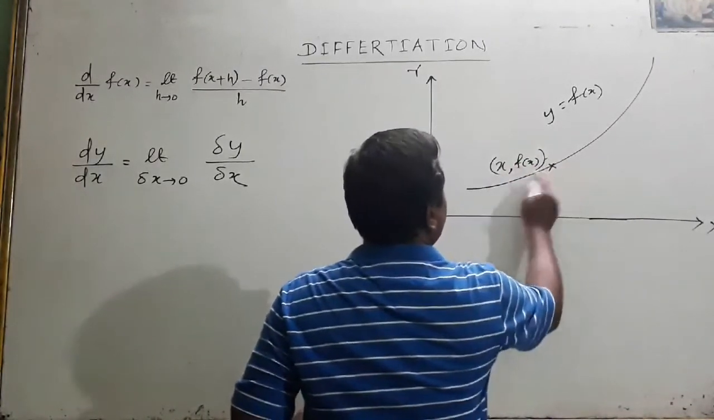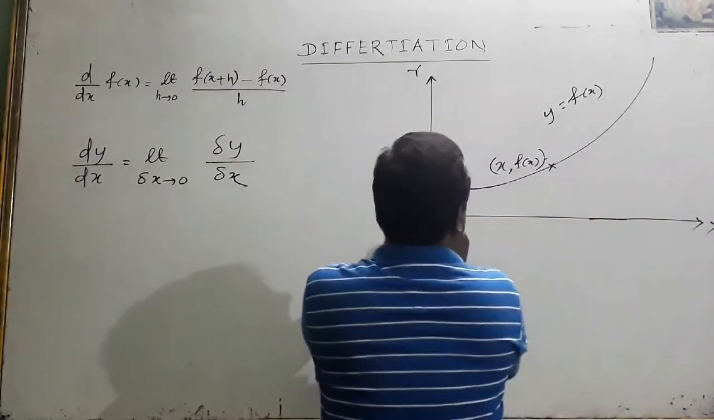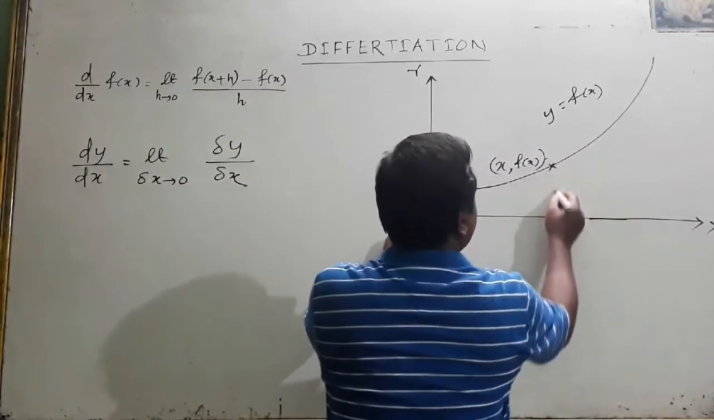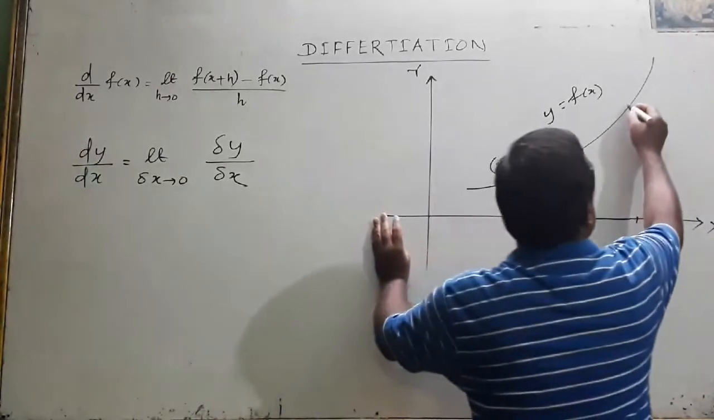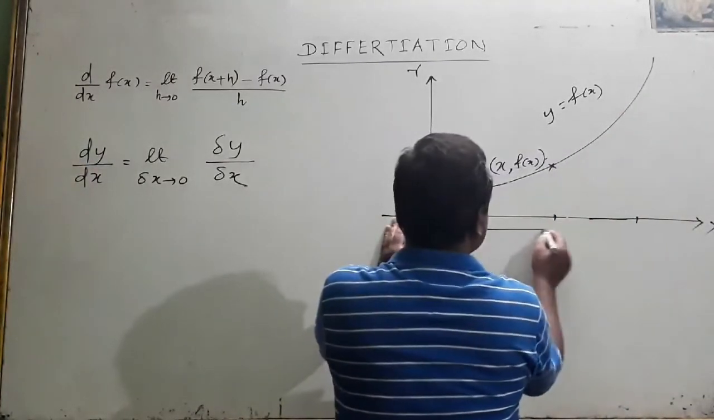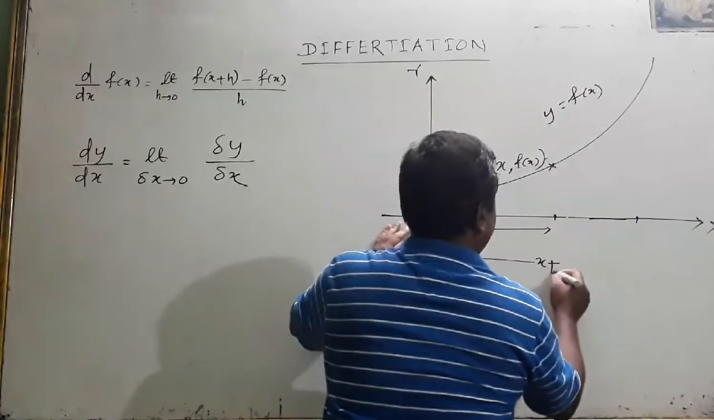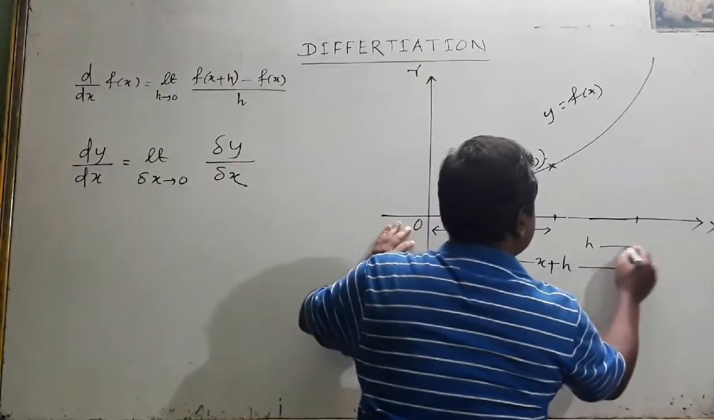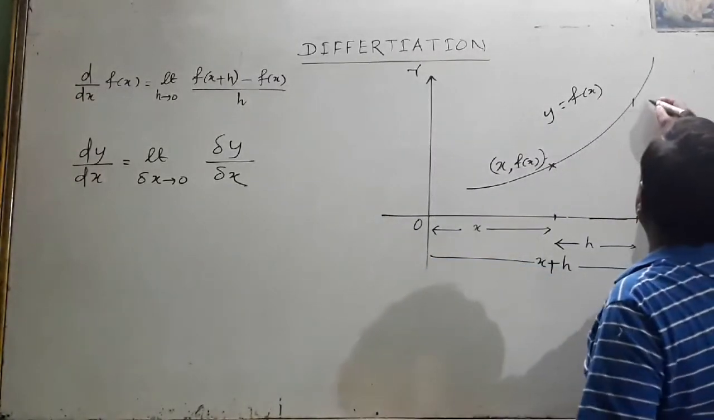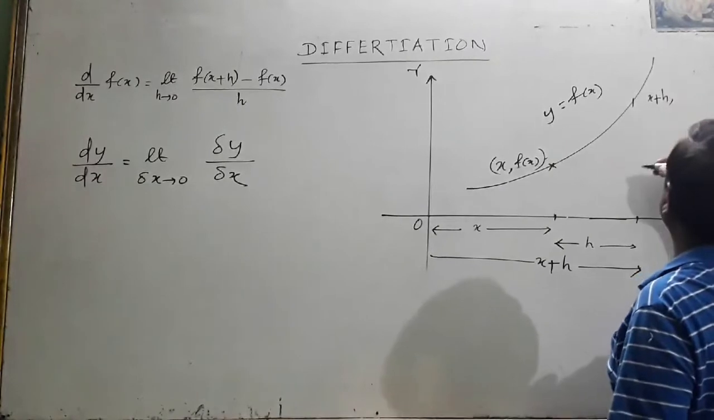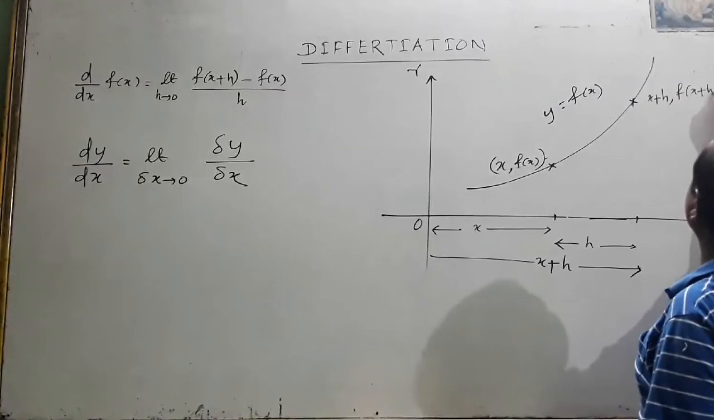Suppose this is the point having coordinates (x, f(x)). This is x I am taking, this is my f(x). Suppose I am going h distance. If this distance is x, then this distance is x plus h, because this distance is h. Now the coordinates of this point are x plus h, and the y coordinate is f(x plus h).